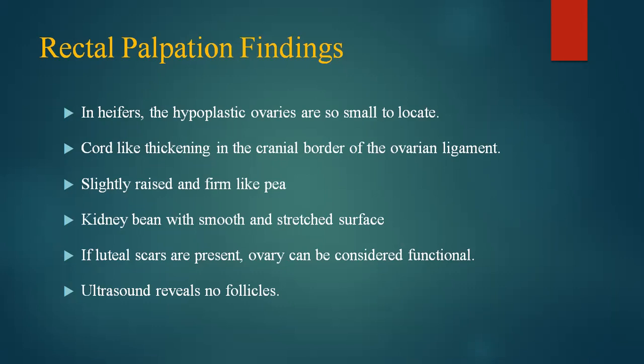If you do an ultrasound, we will not find any follicles in the ovary in case of ovarian hypoplasia. If it is complete hypoplasia, we are not going to get any follicles. Even in partial hypoplasia, if the number of follicles is greatly reduced, folliculogenesis might be completely arrested and we don't get any follicles in ultrasound.